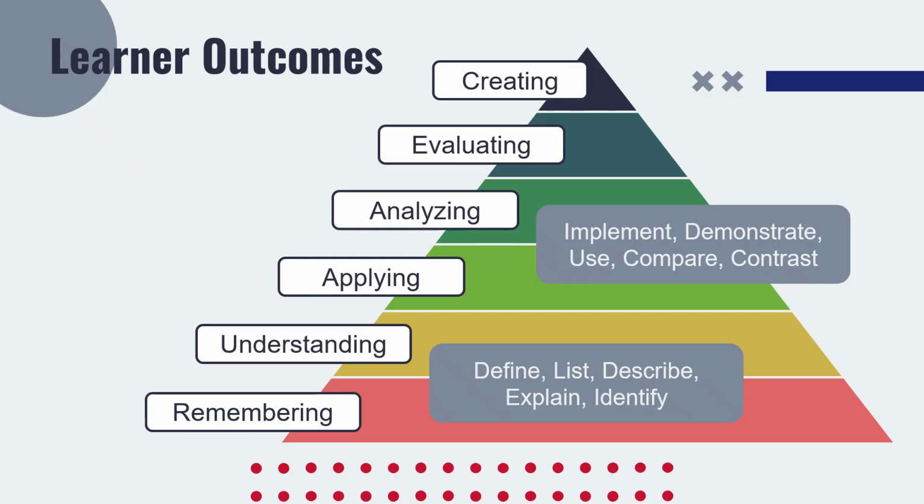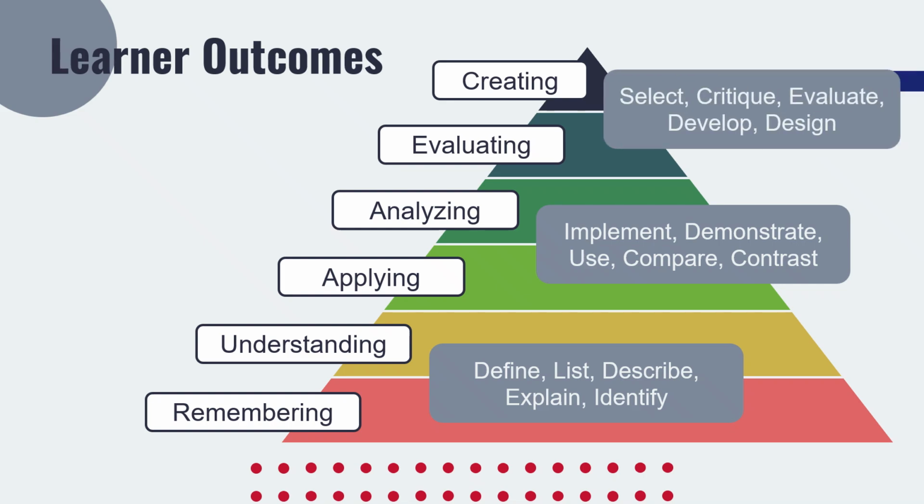The top 2 levels, evaluating and creating, describe the highest levels of critical thinking, including synthesizing pieces of information, critiquing ideas, or developing something new from what they've been given. Words might include select, critique, evaluate, develop, or design. When you're developing your learning outcomes, it's helpful to consider your instructional level. Introductory sessions will likely include learning outcomes from the lower 4 levels of the taxonomy. Intermediate sessions should include some lower levels and some higher levels, and advanced sessions will likely only include outcomes from the highest 4 levels.